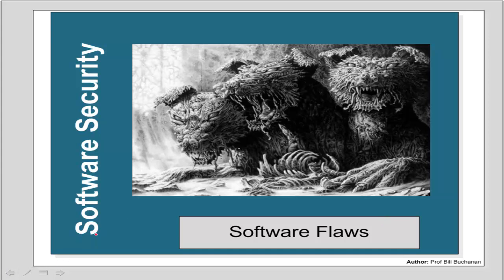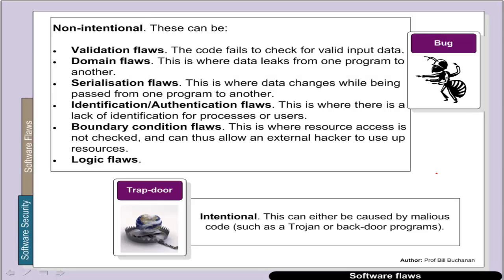Software flaws are a major problem and have led to many applications being compromised. The two main types are intentional flaws, where some malicious party has added a trapdoor or a Trojan into the system to allow the intruder into a host. But typically what we have is non-intentional software flaws.